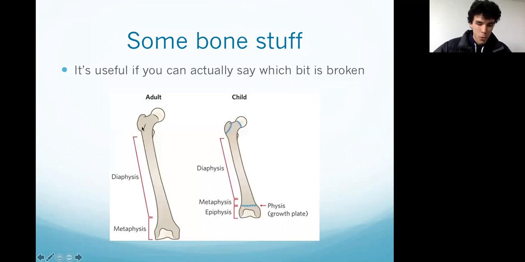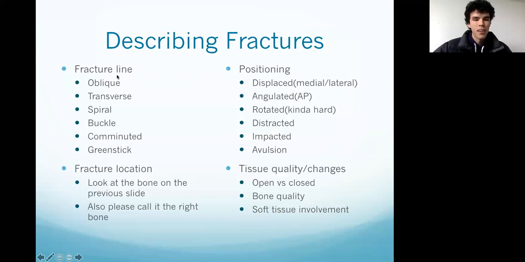So good to be able to name which part is broken. In kids, you can worry about the physis, but for adults, it's basically diaphysis or metaphysis. So pretty much you can just say one of them. You can also just say shaft. You should be specific with things like the femoral head, which we'll get to in a sec, but usually it's probably going to be a shaft fracture. So things that you can talk about, you don't need to say all of these or remember all of these, but just keep these broad headings in mind.